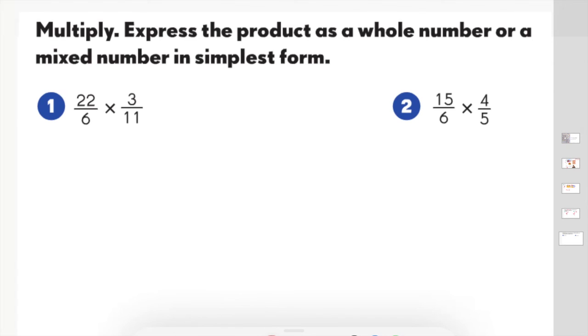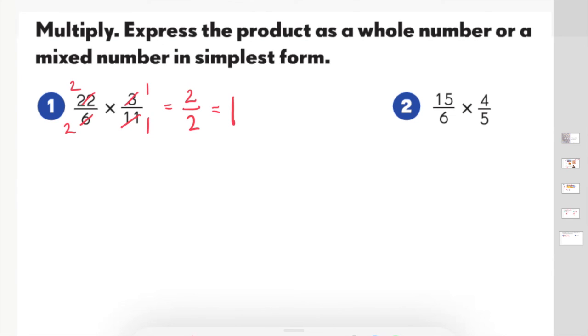All right, so looking at number 1, if we cross cancel, excuse my whining dog. If we cross cancel, we know that 11 divided by 11 is 1, 22 divided by 11 is 2, and 3 divided by 3 is 1, and 6 divided by 3 is 2. And so we multiply. 2 times 1 is 2. 2 times 1 is 2. So we end up with 2 over 2, which is equal to 1 whole. So it's not even a mixed number. It's a whole number, isn't it?